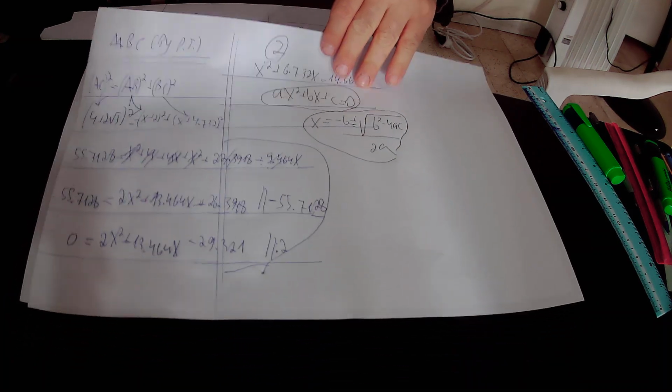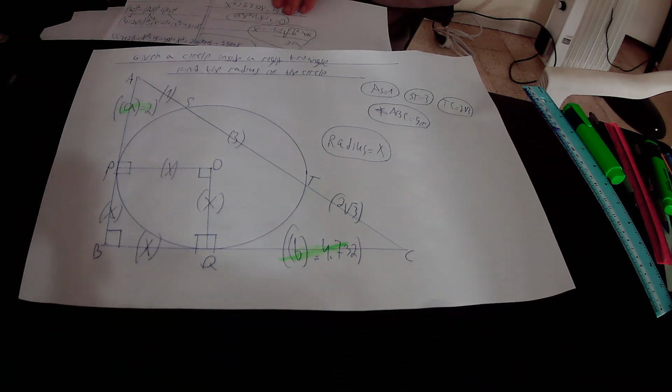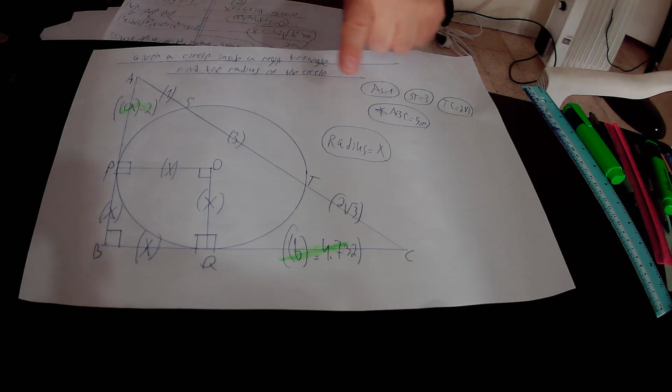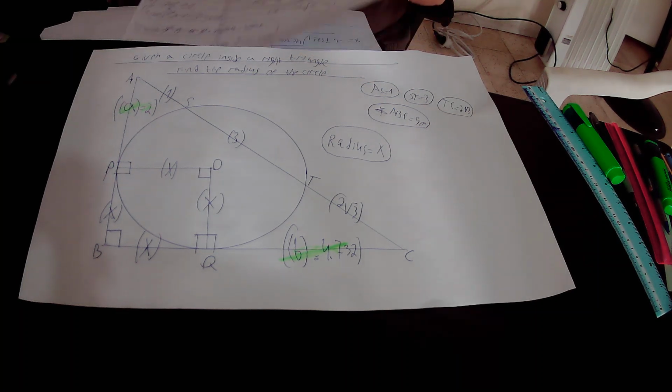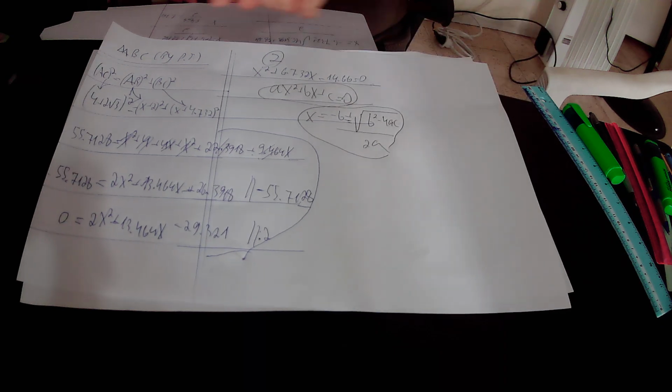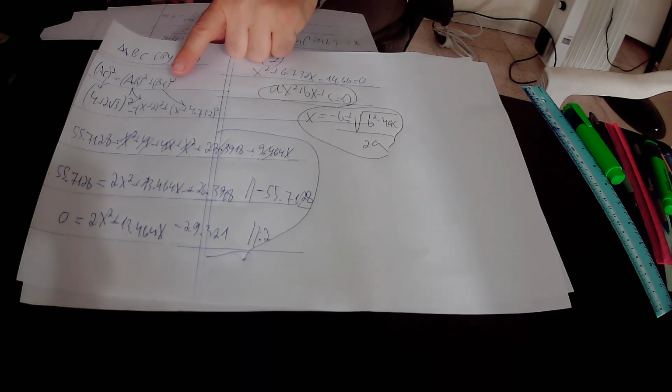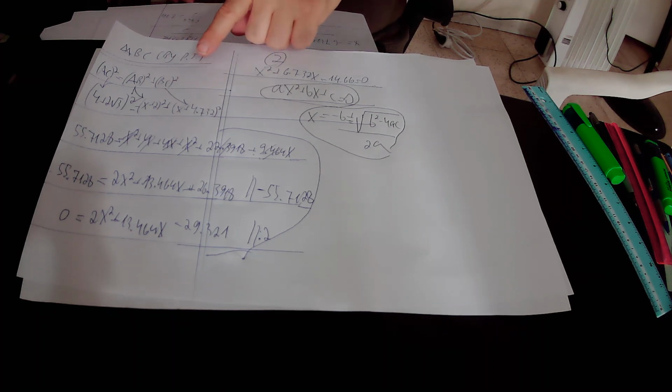AC equals 4 plus 2 times root of 3, therefore AC square equals (4 plus 2 times root of 3) square, and it is equal to AB square plus BC square. AB is x plus 2, therefore AB square is (x plus 2) square, plus BC square.